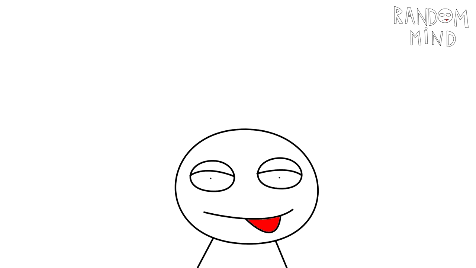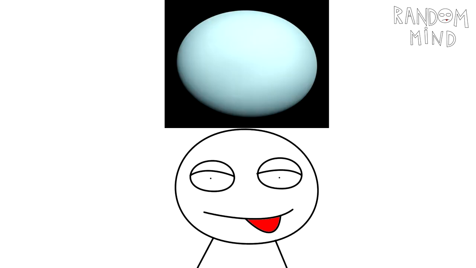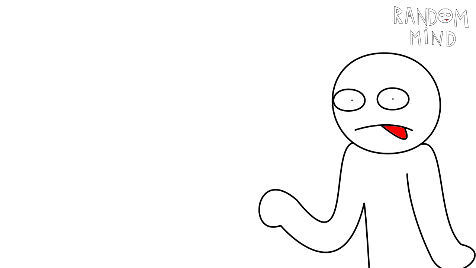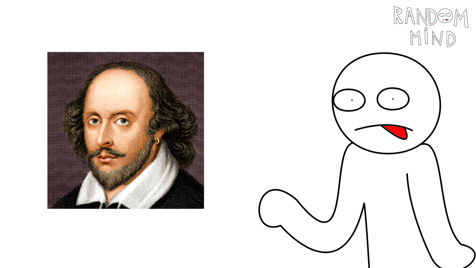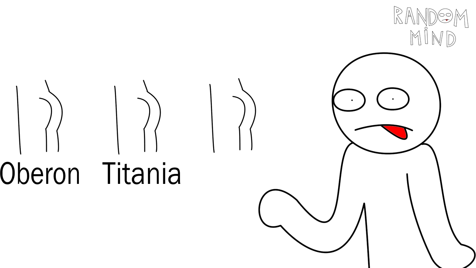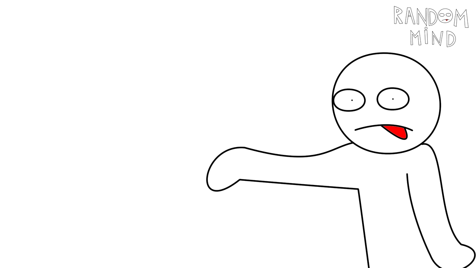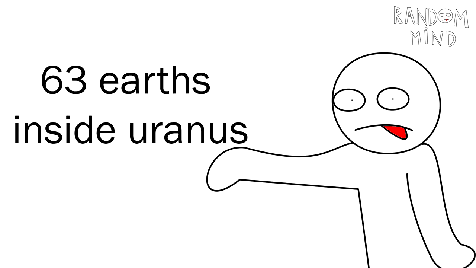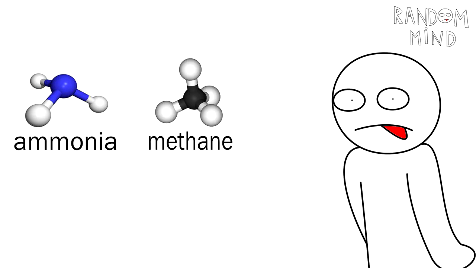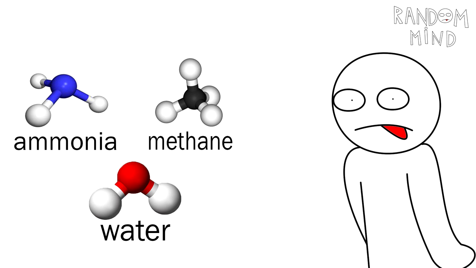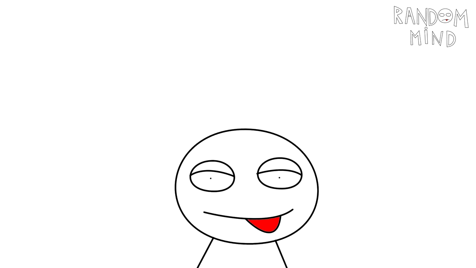Some facts about Uranus. The planet. I am talking about the planet. Uranus' moons are named after Shakespearean characters, which are Oberon, Titania, and Miranda. Uranus' diameter is around 3,100 miles, which means you can fit 63 Earths inside Uranus. Its atmosphere is made of ammonia and methane ice crystals that give the planet its pale blue color. It also has water, so yes, Uranus is wet.